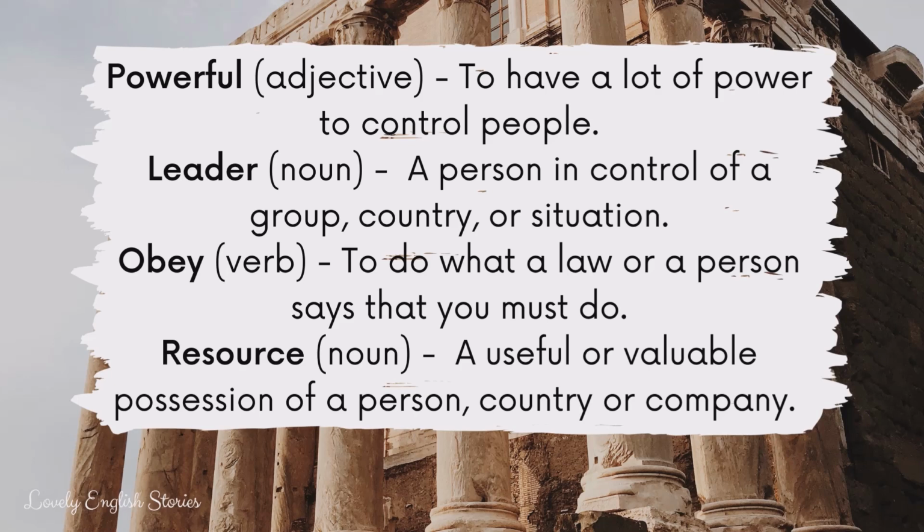To be powerful is to have a lot of power to control people. A leader is a person in control of a group, country, or situation. To obey is to do what a law or a person says that you must do. A resource is a useful or valuable possession of a person, country, or company.